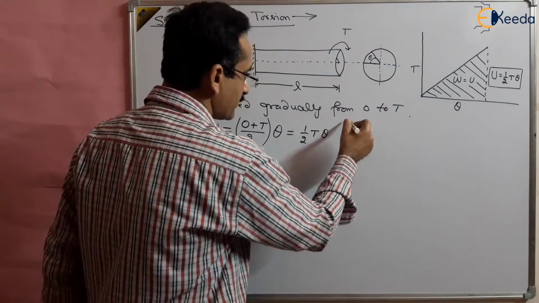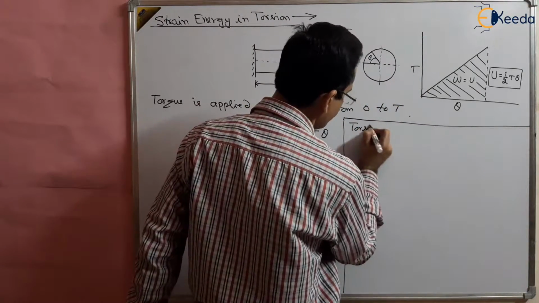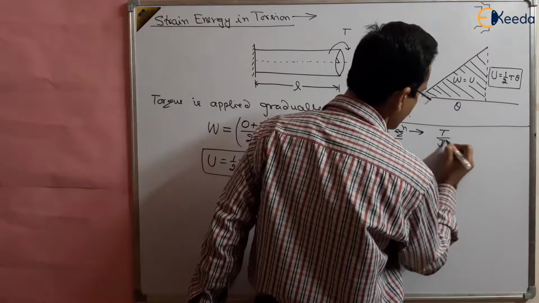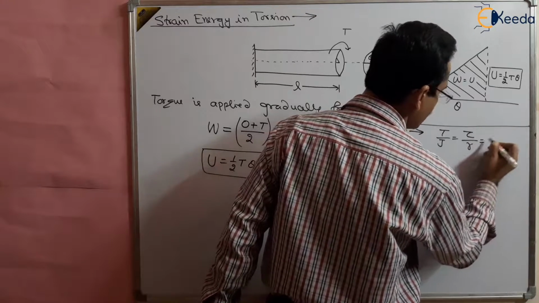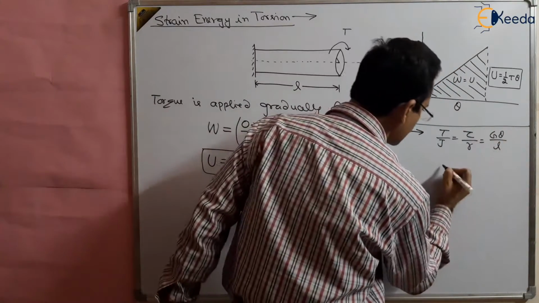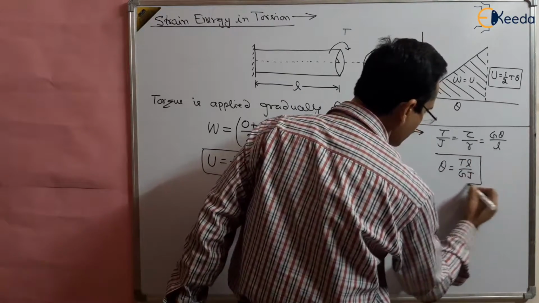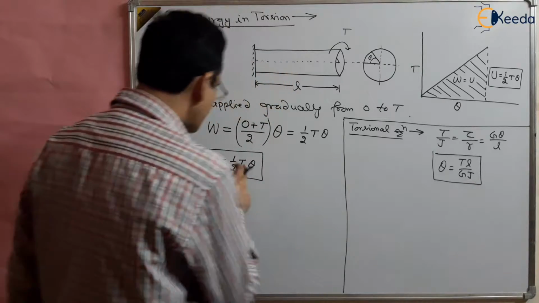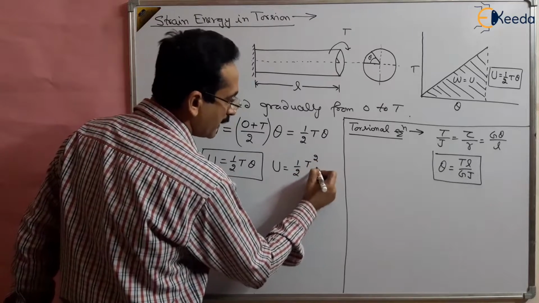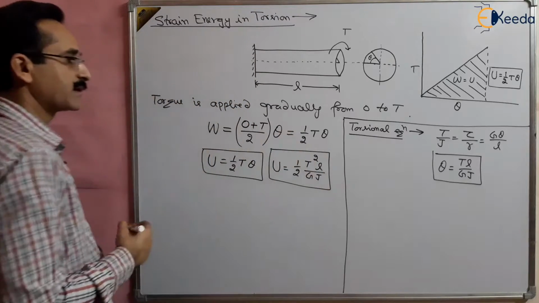Now, what is the torsional equation? We know the torsional equation is given by T by J equals tau, the shear stress, upon R, equals G theta, angle of twist, upon L. So theta can be written as TL upon GJ, which is a very important result. You have to remember this also, TL upon GJ. So we can put here the strain energy as half T square L upon GJ. So this is the strain energy stored in the material.